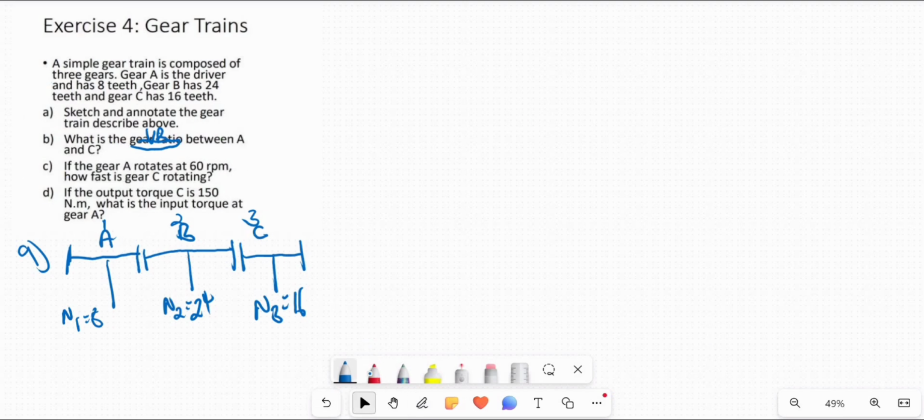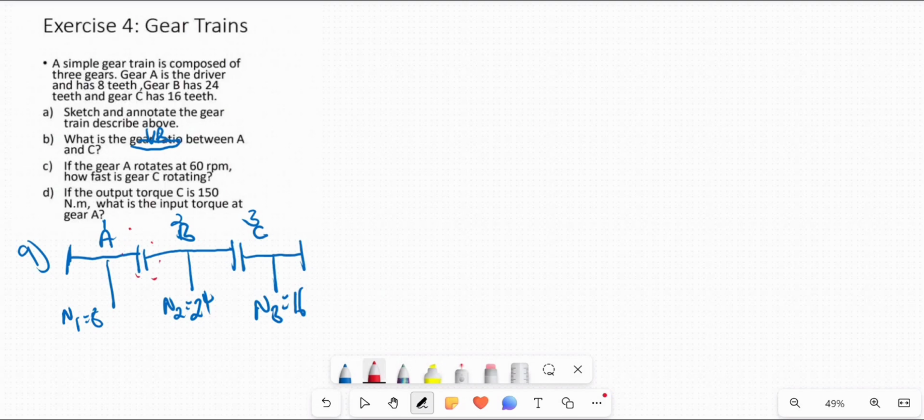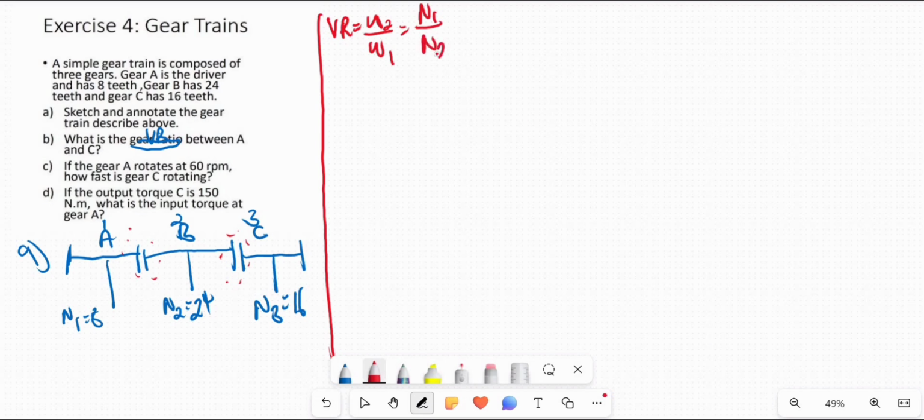So as you can see, how many meshings do we have? We have this meshing right here and this meshing right here. So how do you calculate the velocity ratio? Remember, in the last video, the velocity ratio was equal to omega 2 over omega 1, the output speed over the input speed, which was also equal to N1 over N2. If you don't know how to derive this, go back to the previous video.